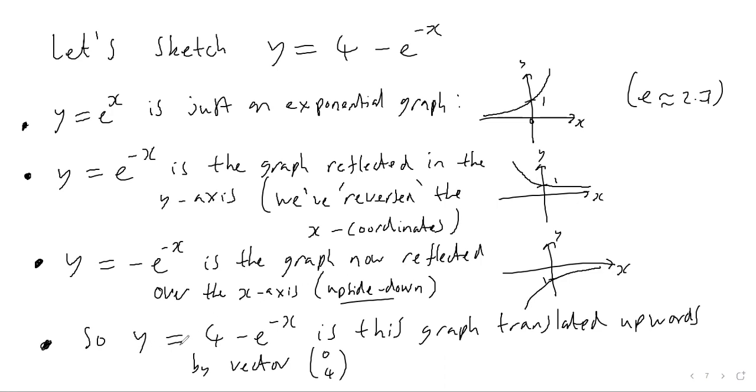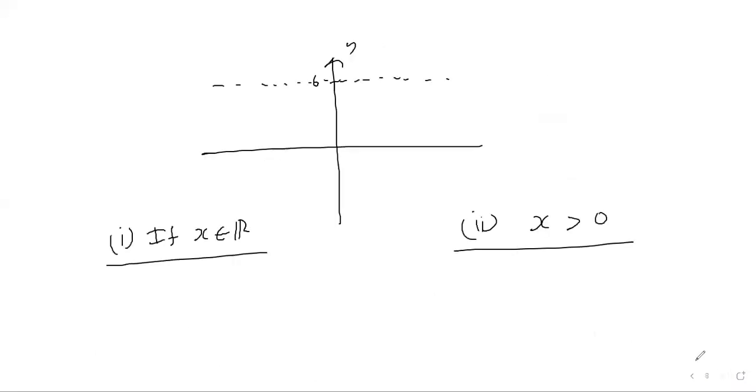And then, okay, so y equals 4, so plus 4 minus e to the minus x is a graph translated upwards by a vector of (0, 4). So it's just going upwards by 4 units. So we're just shifting this one up by 4 units. So now what is that graph going to look like? Sorry, this should be a 4 there again. This is a mistake. It should be a 4.